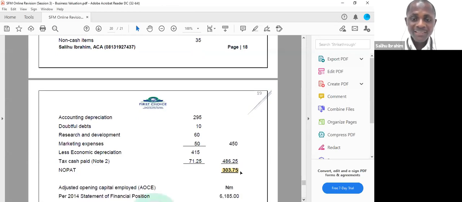So this is how we got our net operating profit after tax. Let me take questions on this NOPAT before we go to capital employed.